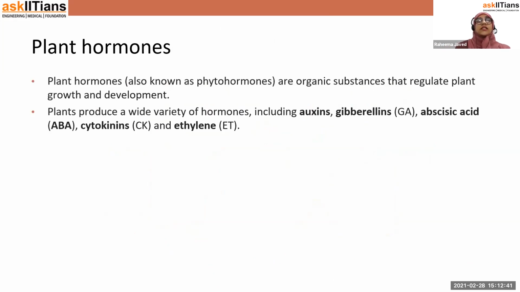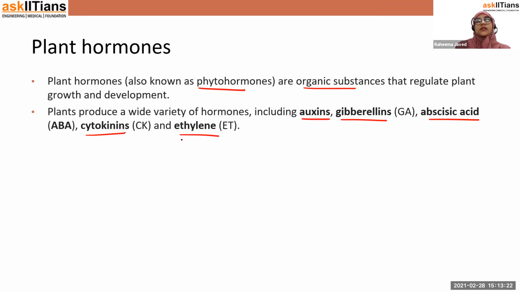Okay, let's move on to the plant hormones. Plant hormones are also known as phytohormones, and these are the organic substances which regulate plant growth and development. Some of the plant hormones are auxins, gibberellins, abscisic acid, cytokinins, and ethylene. These are the plant hormones which are found inside the plants. The rest of them, if they are applied to the plants, are not natural. They are chemically synthesized, and they are one or the other variety of these hormones only.